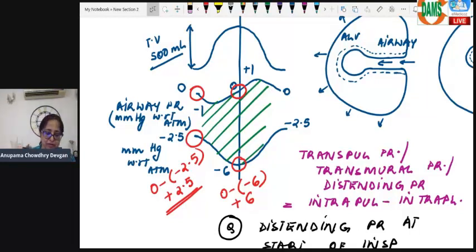Stronger the inspiratory effort, more negative the pleural pressure, more positive will be the distending pressure. And it makes so much sense, huh? With a stronger inspiratory effort, if the negative pressure surrounding the lungs becomes even more negative, the lungs will distend with that much more force. Distending pressure will increase, right?